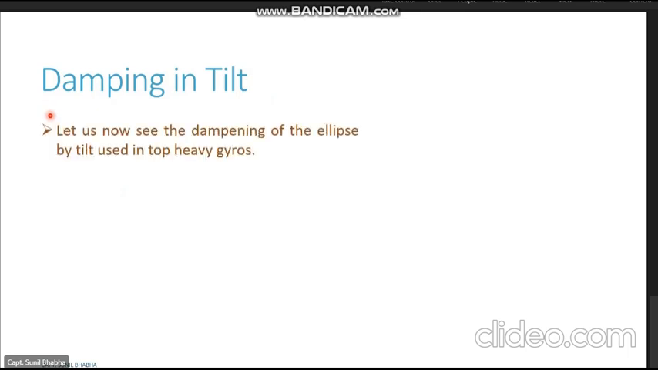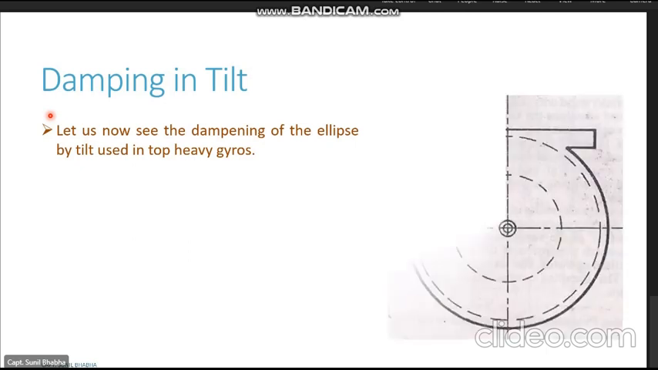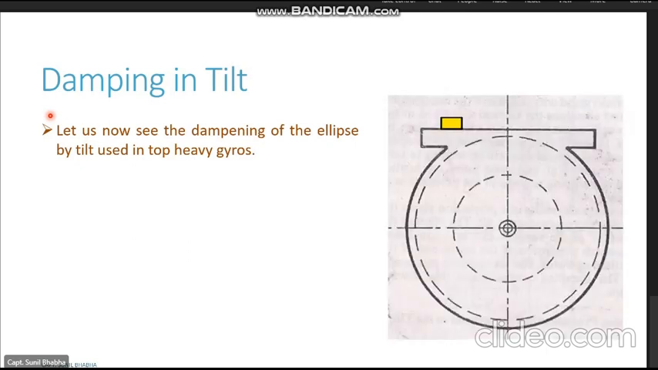So let's go into the damping of the ellipse by using the damping in tilt method, which is used in top heavy gyros. These are the ones which spin anti-clockwise looking from the south end. So you can see a diagram of the rotor spin axis and the casing.